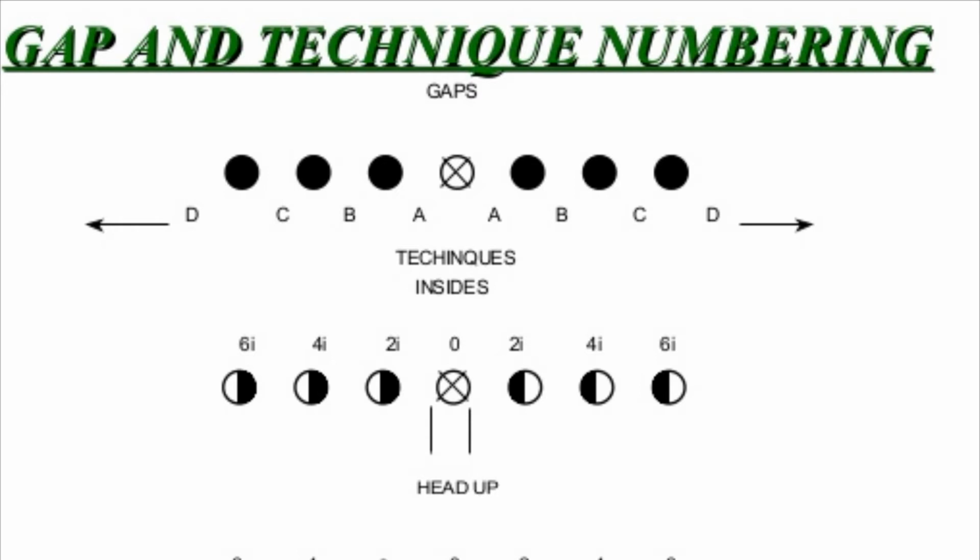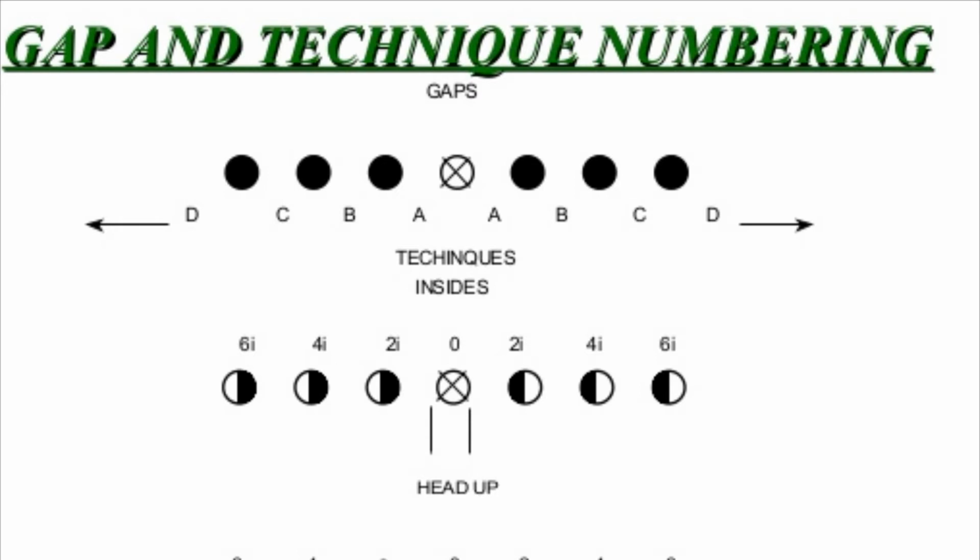Okay, so we'll start with gaps. Gaps are pretty easy, man. They're pretty simple. It's like ABCs for real. So the A gap is between the guard and the center. The B gap is between the guard and the tackle. The C gap is between the tackle and the tight end. And then the D gap is right outside of the tight end. That's normally used for linebackers.